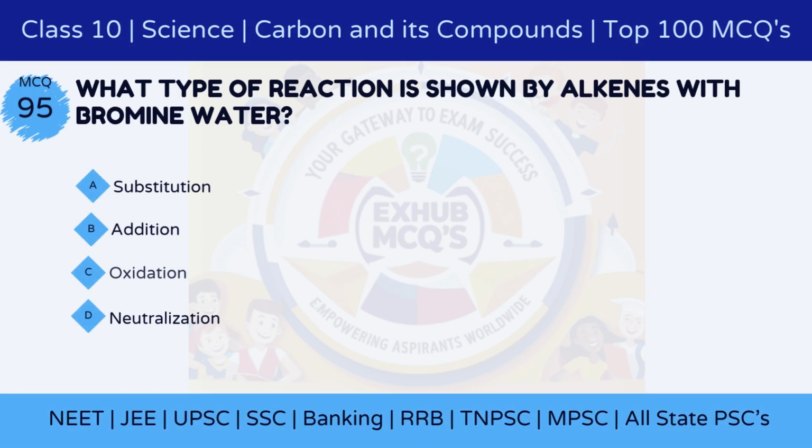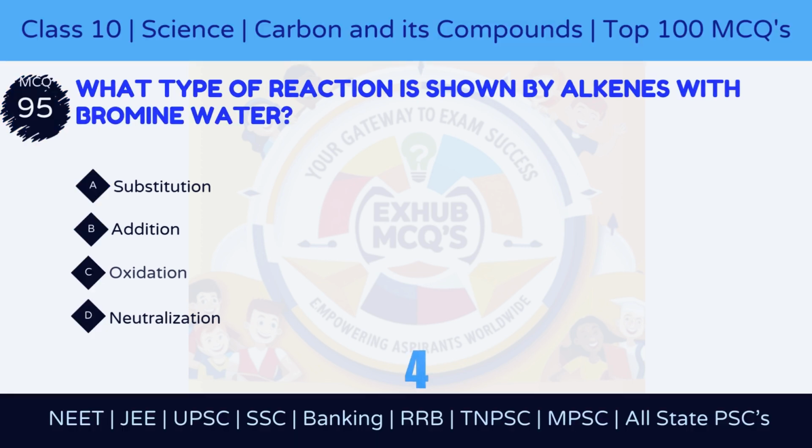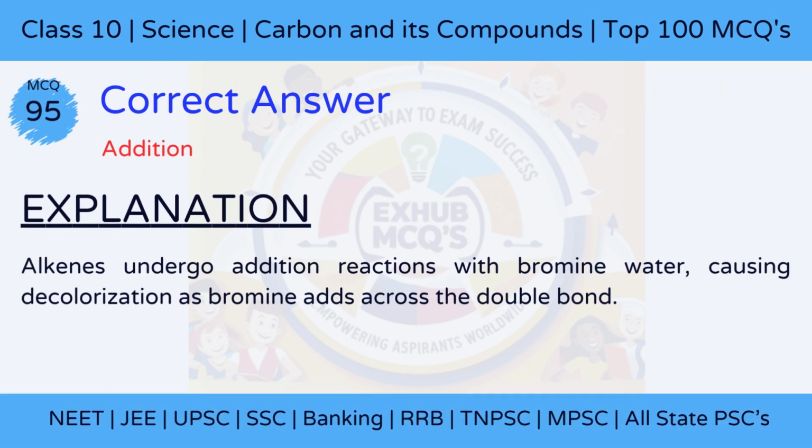MCQ 95. What type of reaction is shown by alkenes with bromine water? Option A, substitution. Option B, addition. Option C, oxidation. Option D, neutralization. The correct answer is option B, addition. Explanation. Alkenes undergo addition reactions with bromine water, causing its decolorization. Bromine adds across the double bond of the alkene molecule.